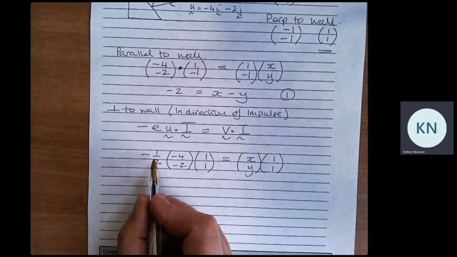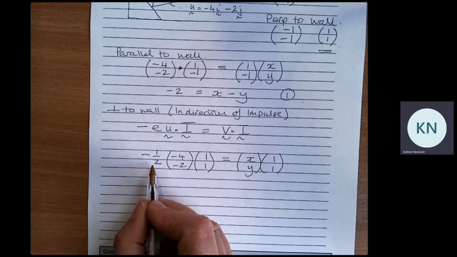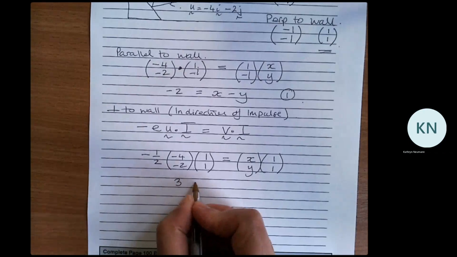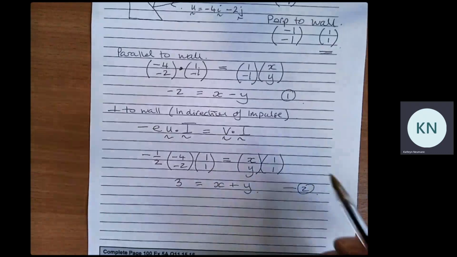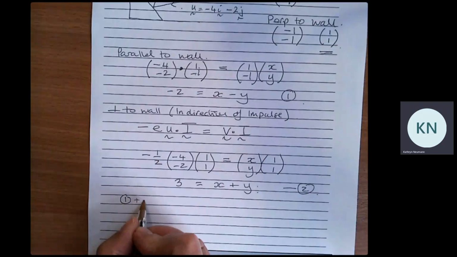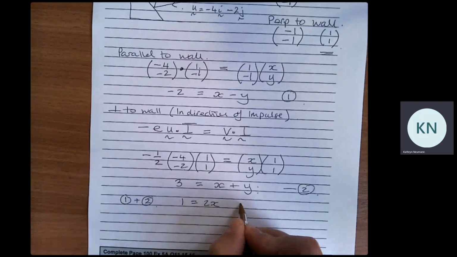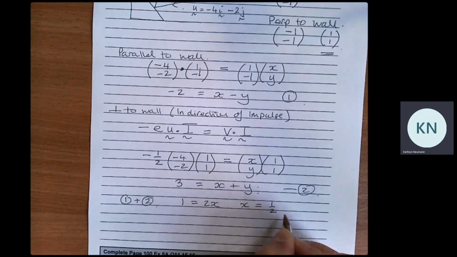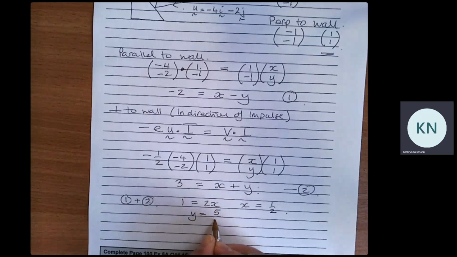So working these out, here I've got -6, multiplied by -1/2 gives me 3, equals x plus y. And that's equation 2. So equation 1 and equation 2, if we add those together, equation 1 plus equation 2, I'm going to get 1 is equal to 2x. So x is equal to 1/2. And if x is equal to 1/2, y is equal to 5/2.